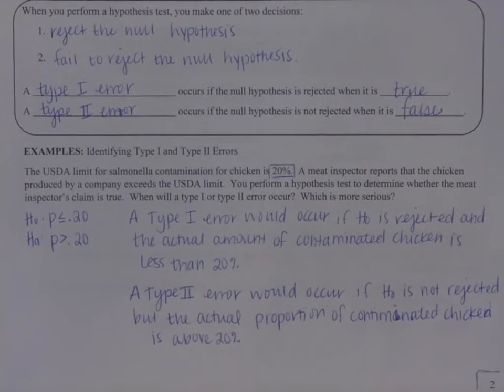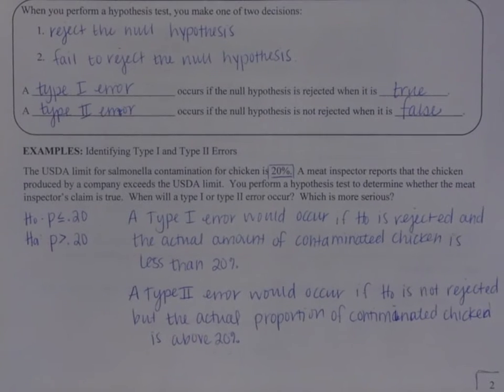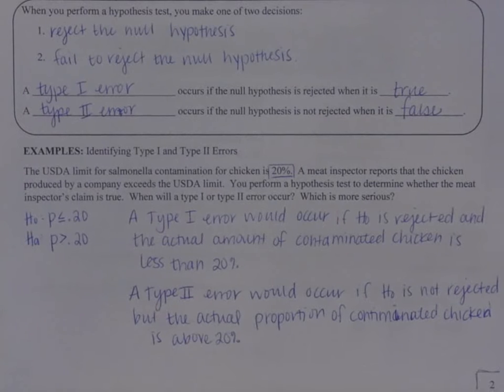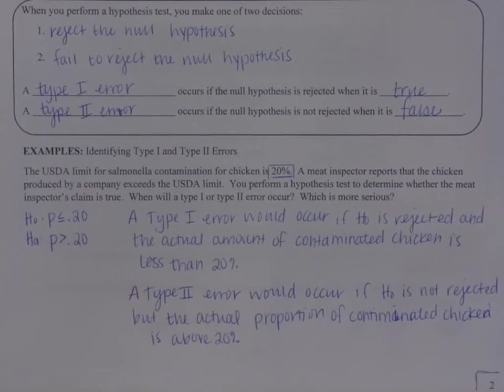Think about which error would be totally bad. So I want you to, in the question that I'm about to pose, answer that question. Which type of error is worse in this case? All right? Then we'll try the next one. So in my personal opinion, I think a type 2 error would definitely be worse because if your amount of contaminated chicken is above 20%, you're going to be getting a lot of people salmonella, and that's not good. Salmonella stinks.